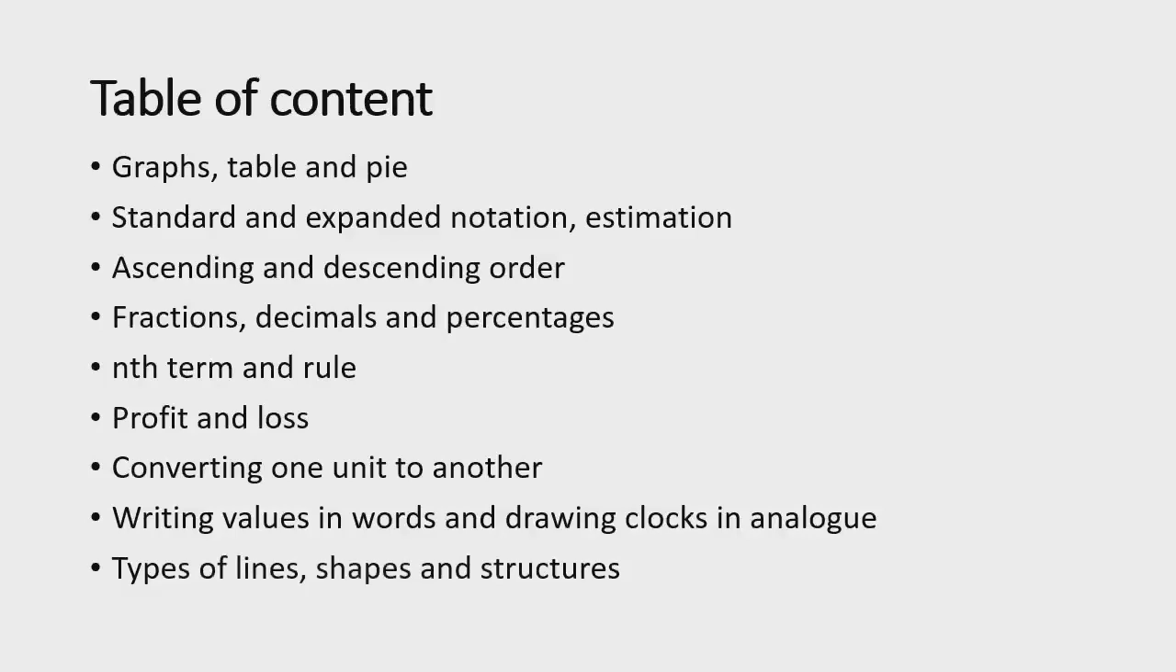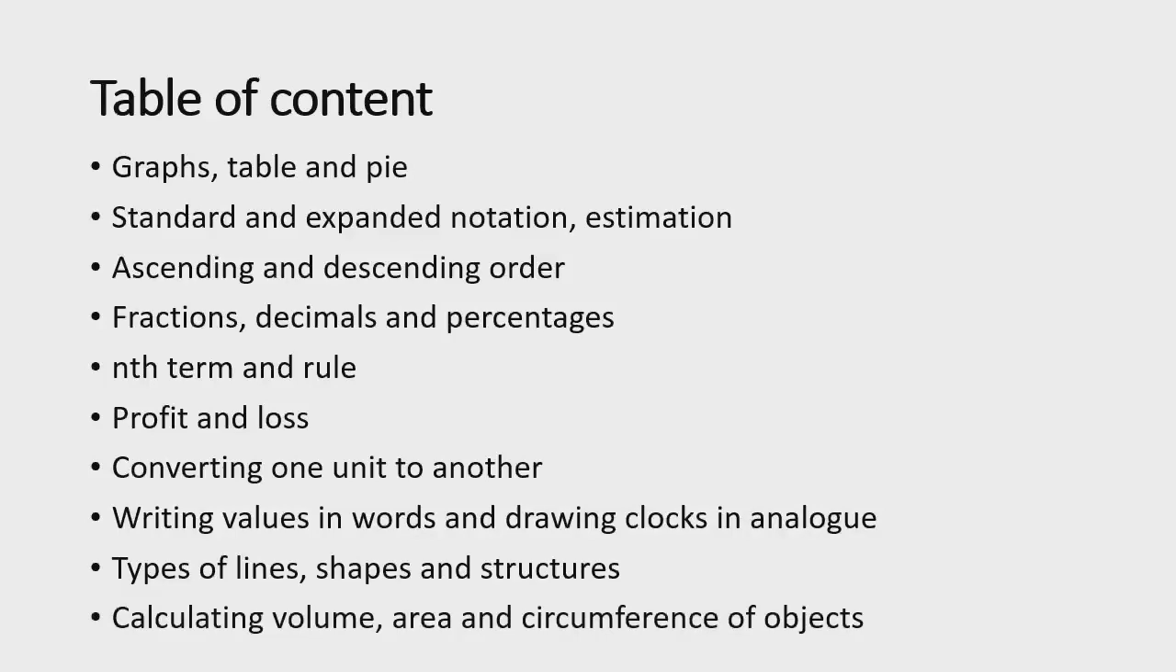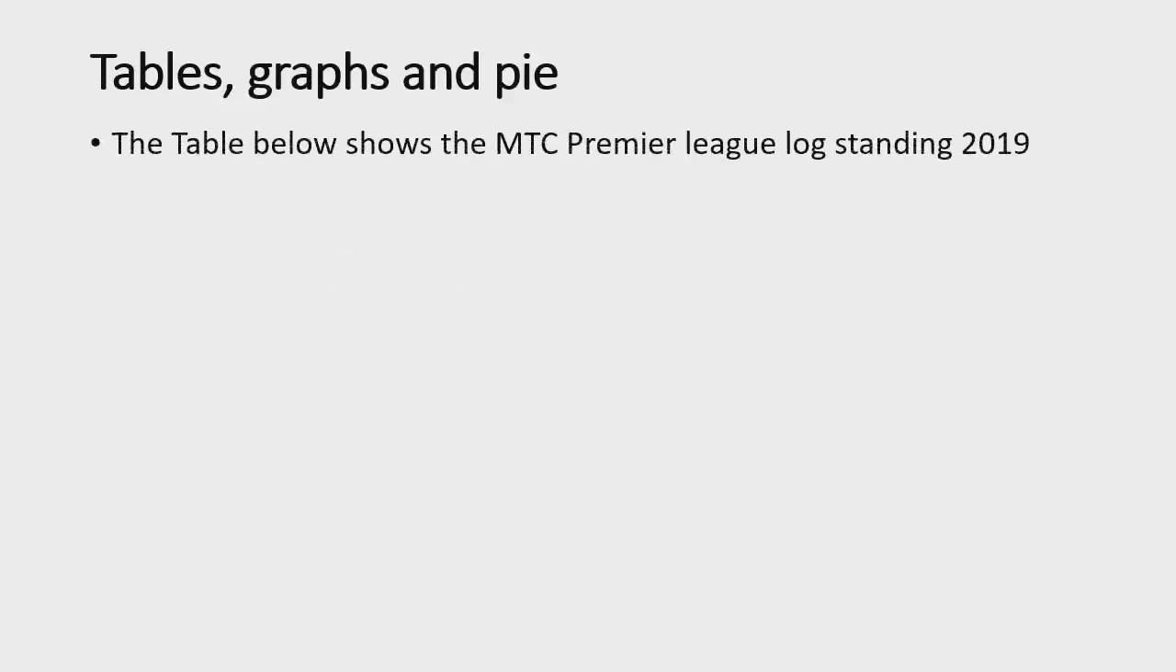Then we also talk about the types of lines, shapes, and structure. We're also going to look at calculating volume, areas, circumferences, and objects. Now let's start with the issue of the pie.